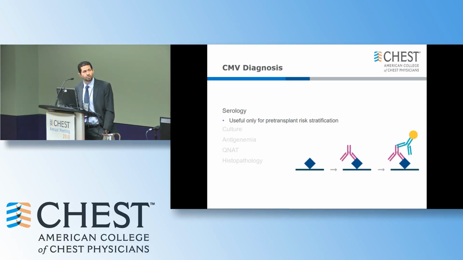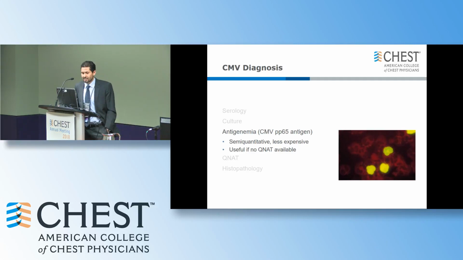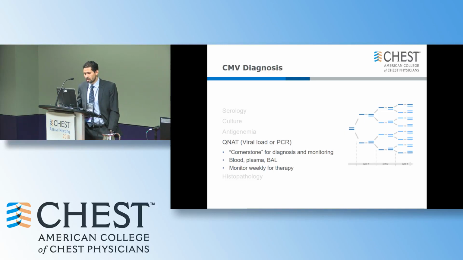Diagnosis consists of serology, culture, antigenemia, quantitative nucleic acid testing, and histopathology. Serology is useful only for pre-transplant risk stratification. Culture is slow, expensive, and less sensitive. Some of these tests have poor specificity, although culture is good for GI disease where antigenemia or QNAT can be negative. Antigenemia is semi-quantitative and less expensive, and it has a role basically only if you do not have quantitative nucleic acid testing available. But quantitative nucleic acid testing, also known as viral load or PCR, is the cornerstone for diagnosis and monitoring. It can be done on blood, plasma, or BAL, and it can be used for monitoring in patients that are on therapy.